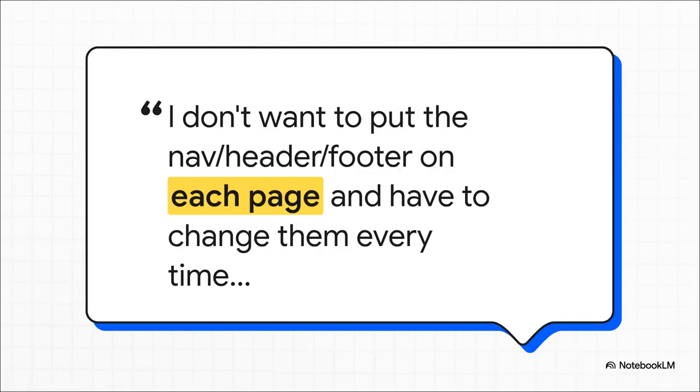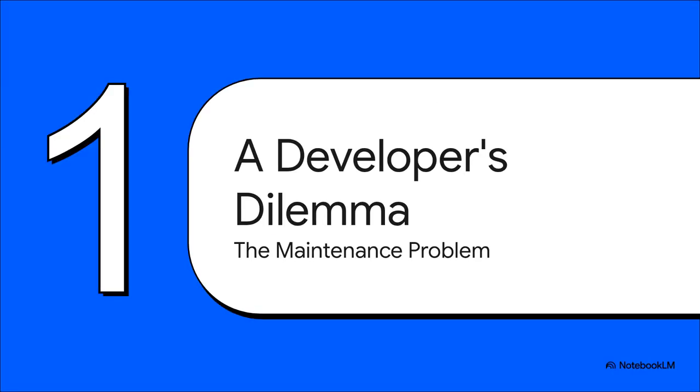Okay, so let's just dive right in with a problem that I promise you every single web developer has faced. This question from Reddit gets right to the heart of a huge challenge. How do you build a website efficiently without driving yourself crazy? And this really is the classic developer's dilemma. I mean, if you've got a site with, say, a home page, an about page, and a contact page, you are not going to want to copy and paste that navigation bar or footer into every single file. It's a total maintenance nightmare.